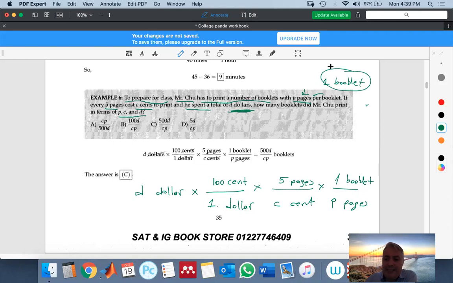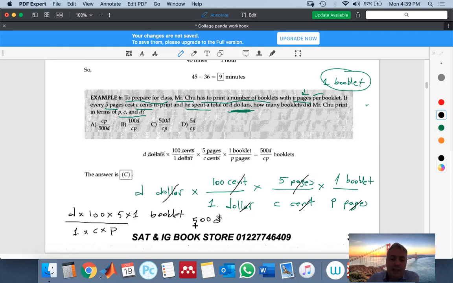Now, when I simplify the terms, dollar with dollar, cent with cent, pages with pages, what I got is D times 100 times 5 times 1 booklet divided by 1 times C times P. So what is left then? I have 500D divided by CP booklets. The question was, how many booklets? So this is the booklet count: 500D divided by CP.